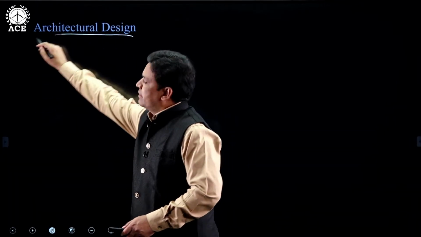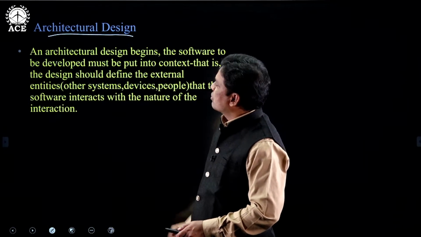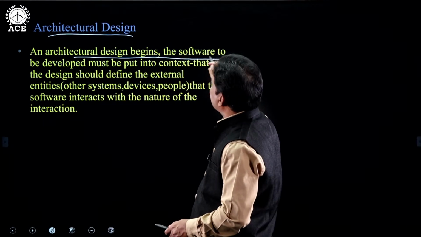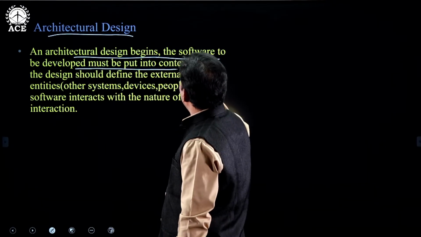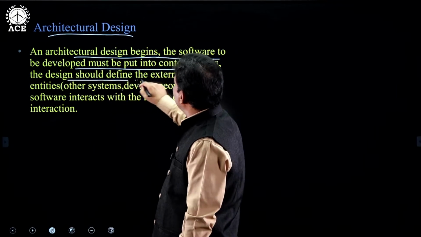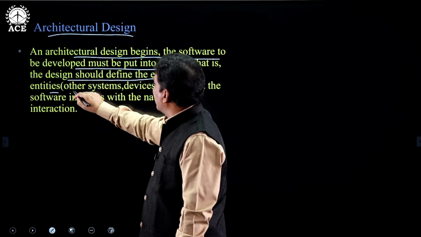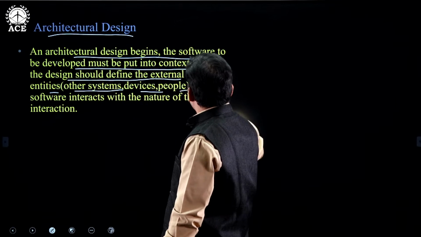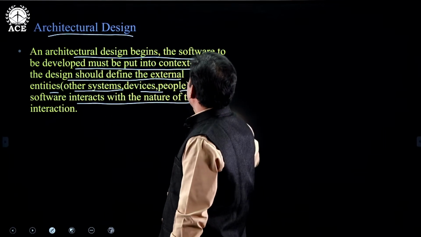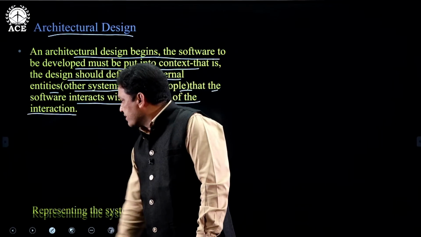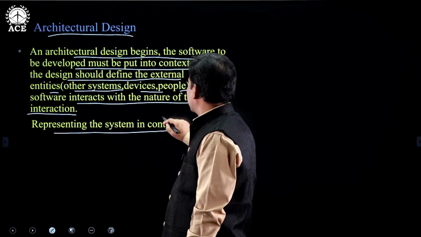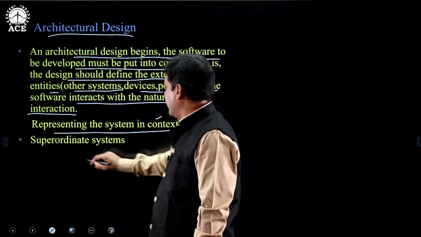Architectural design, just observe here. When architectural design begins, the software to be developed must be put into context. That is, the design should define the external entities, other systems, devices, and people that the software interacts with, and the nature of the interaction. Representing the system in context.